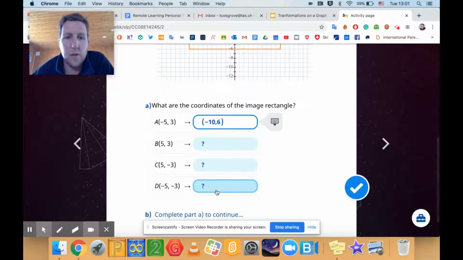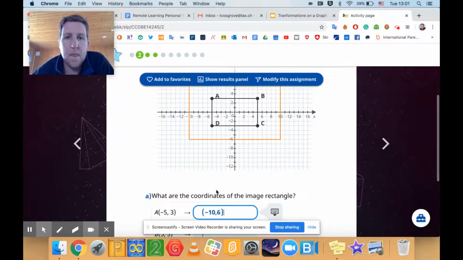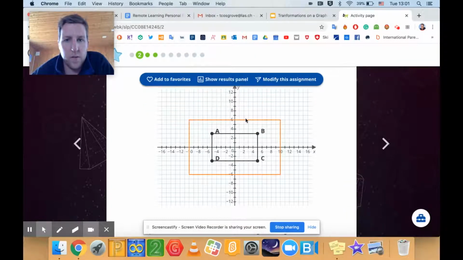You can do that for the rest of them. Your question will be different, but you're just labeling the coordinates of each corner of the orange rectangle, if that's the shape that you have. And maybe you'll notice a pattern between the coordinates here and the coordinates here. This was at -5 and this moved to -10, so it's been multiplied by 2. I think that's in part B for this, but you'll get to that. So that's question 2.